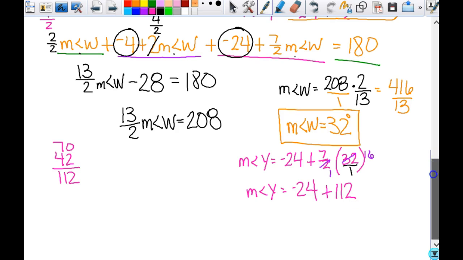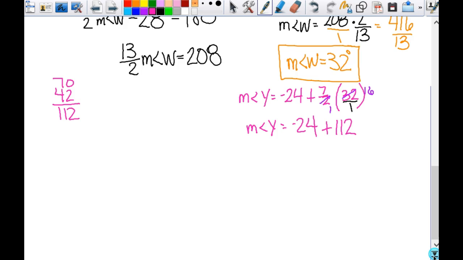So since I am adding two numbers and the signs are different, am I really adding or am I really subtracting? Really subtracting, keeping the sign of the larger one. Okay, so I have 112. I can start by subtracting 20, or I can start by subtracting 4, it doesn't matter which one you subtract first. 20, okay. So 112 minus 20 gives you what? 92. Then you subtract 4 more and you get 88. So the measure of angle Y equals 88 degrees.